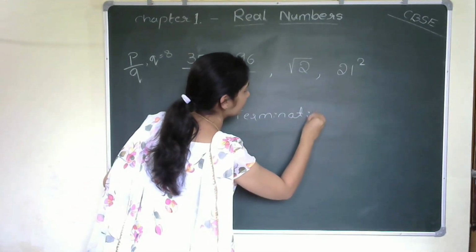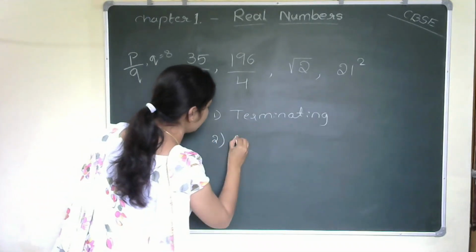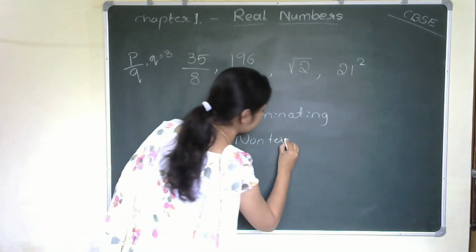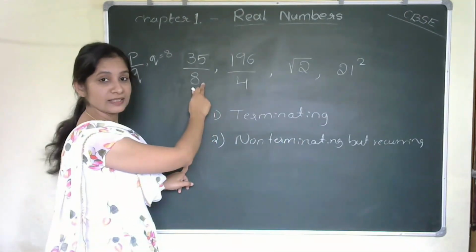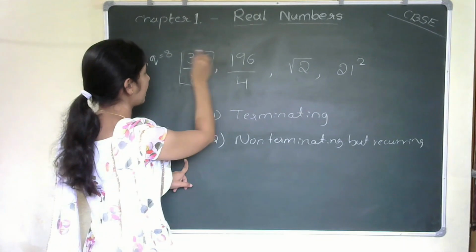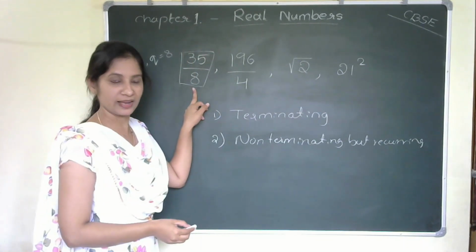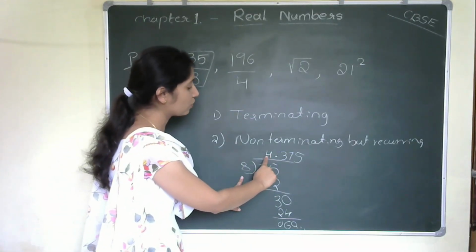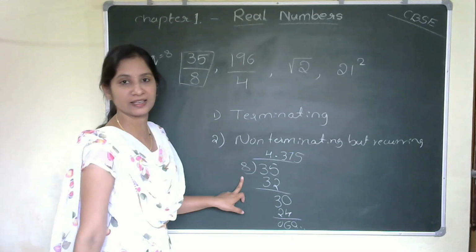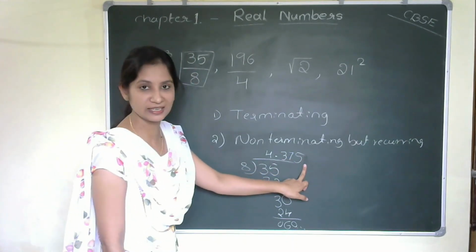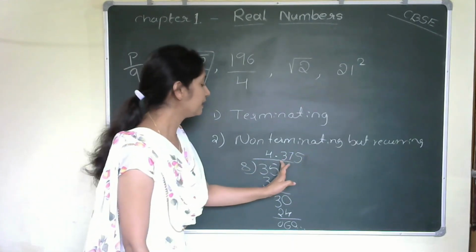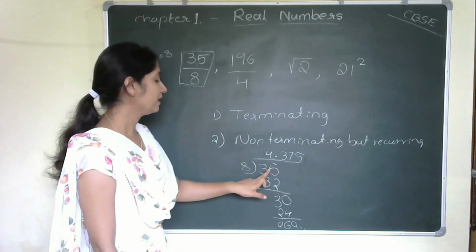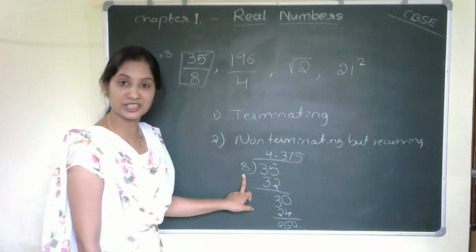The second condition may be non-terminating, but recurring. So for the first example, 35 by 8, I can go for the division method, right? After doing long division, you will get your quotient as 4.375. That means the digits end here, right? That means it is a terminating quotient you got. That's why 35 by 8 is a rational number.